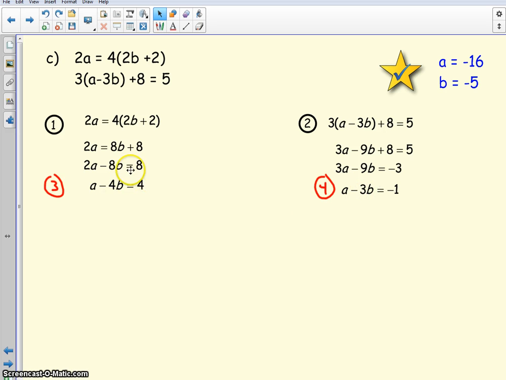Now this division step is not necessary, but it does make your life a little bit easier. You get to work with smaller numbers, and it decreases the chance you'll make a little algebra mistake. So it's a good thing to do if you notice it.